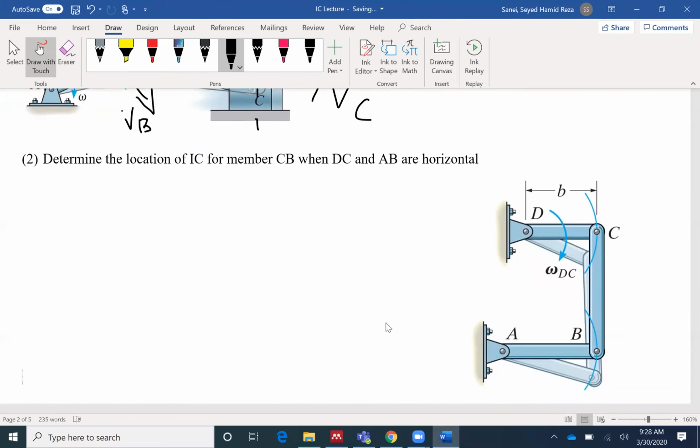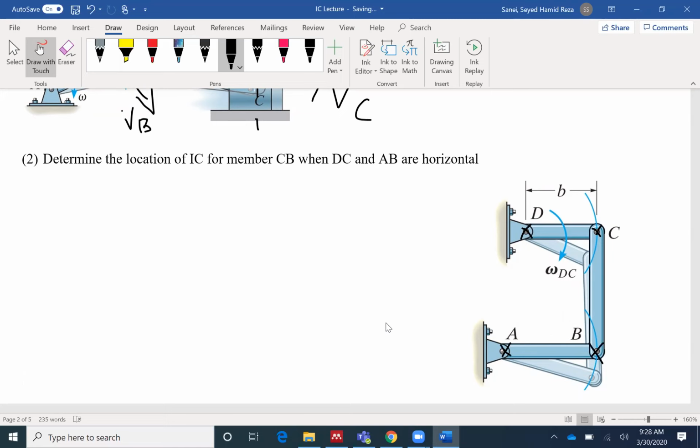Determine the location of IC for member CB when, again, IC is instantaneous. So at a given time, we can find IC, when DC and AB are horizontal. When this rod, DC, and AB are horizontal, then it's easy to find the velocity.